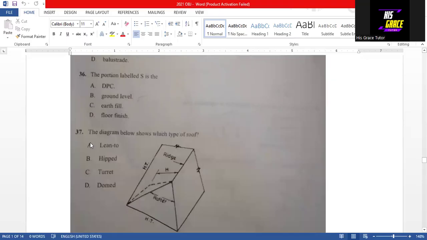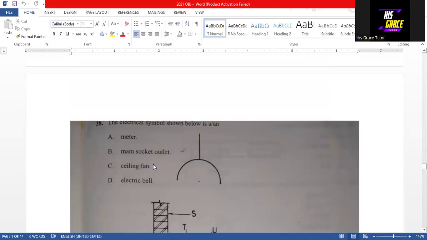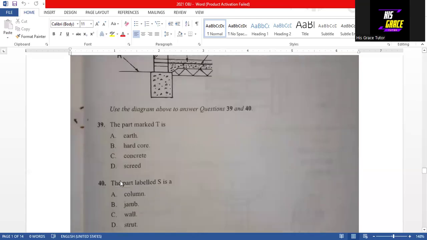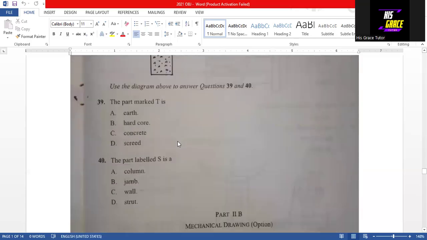Then question 37 says that the diagram below shows which type of roof, hipped roof. That's option B also. Then question 38, the electrical symbol shown below is a main socket outlet, option B. Then question 39, the part labeled T is scratch. That is option D is the answer. Then question 40, the part labeled S is a wall. That is option C is the answer to that question.